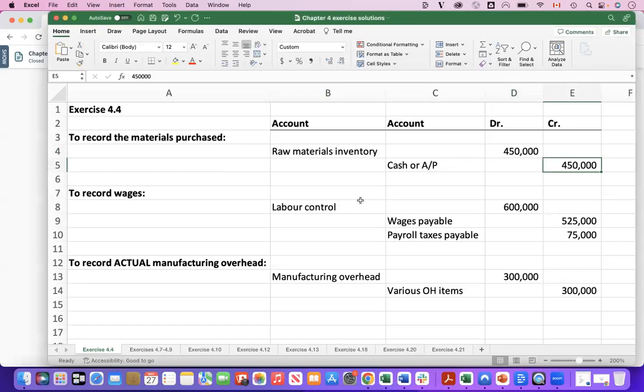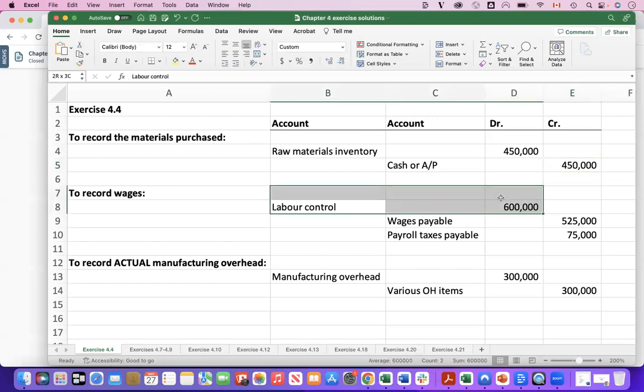Step 2 is recording the labor costs incurred. We hold the labor charge in a control account. A control account is a temporary account that we just use for tracking purposes for production in this case. So we set up a labor control account, very similar to an asset account in this case. We incurred $600,000 worth of labor in the year, so we're going to debit that labor control account for $600,000. If you want to just call it labor, that's fine as well. We'll know exactly what you mean.